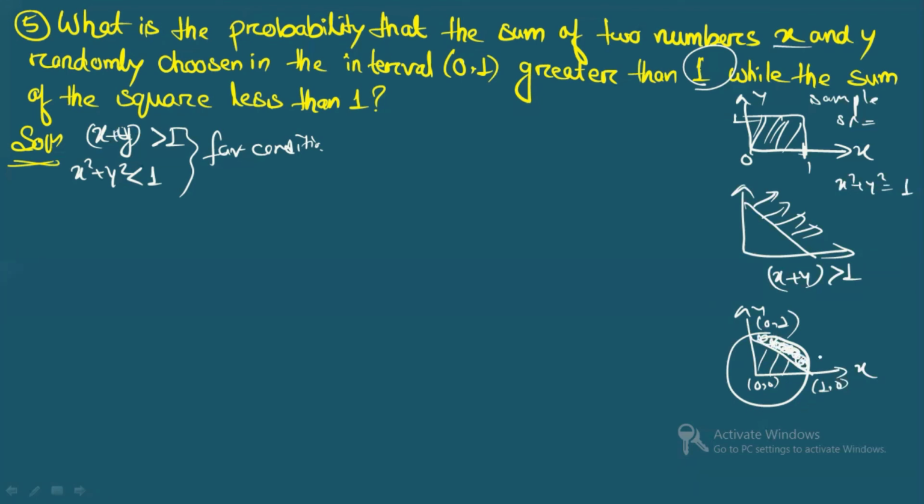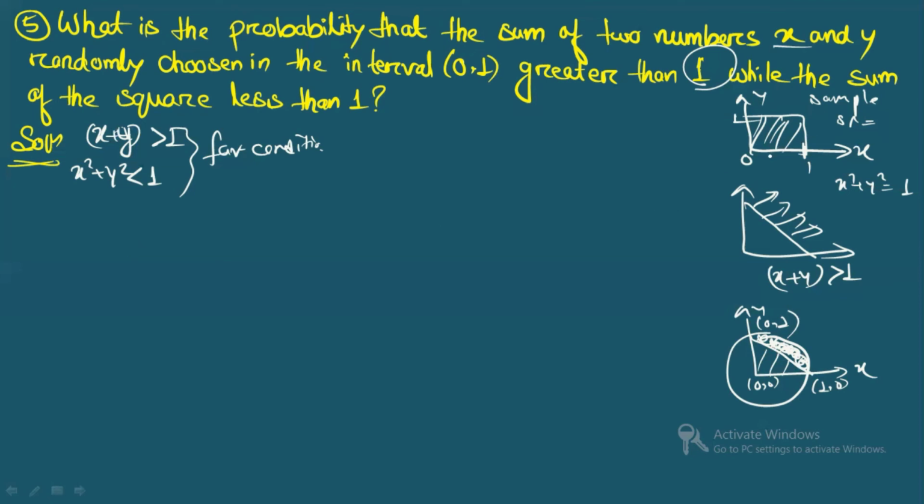That means, if you see, this is a circle, this is a quadrant of the circle, and this is a triangle. When you subtract the area of this triangle from this quadrant, you will get the probability that you need for the given condition. Clear? This is probability: favorable area by total area. Clear?